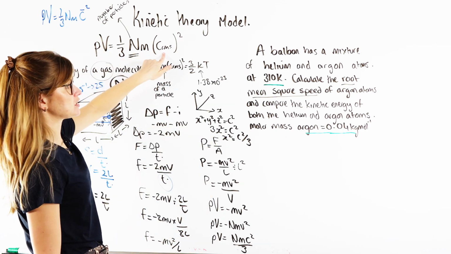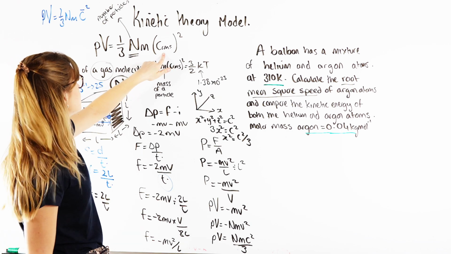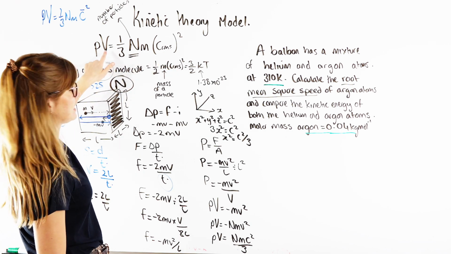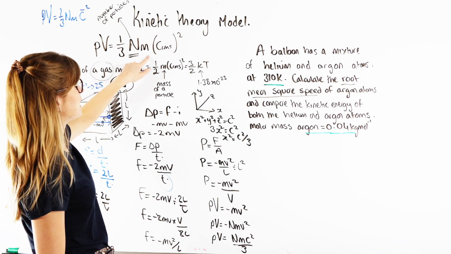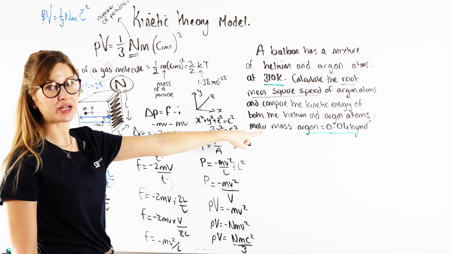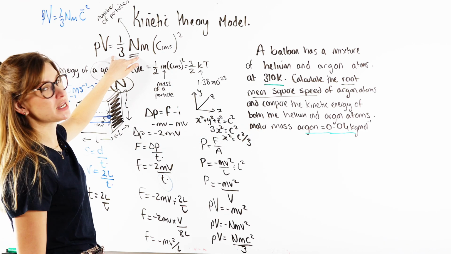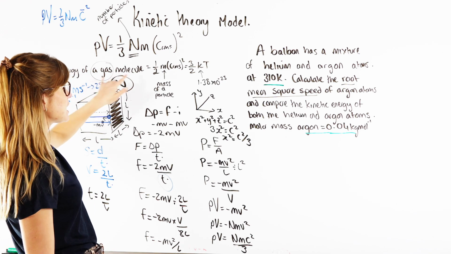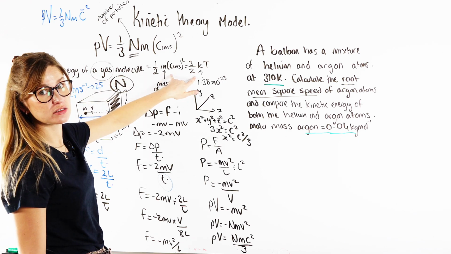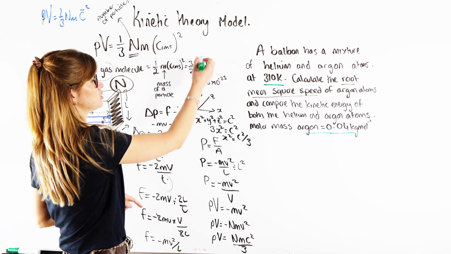To calculate the root mean square speed of our argon atoms, I can either use pressure times volume equals 1/3 the number of particles times their mass times c_rms squared, but I don't have pressure and volume anywhere here. So I probably wouldn't use this one. I would look at this equation, where I can see that the kinetic energy of a molecule is equal to this. I do have the temperature, so this one is nice.